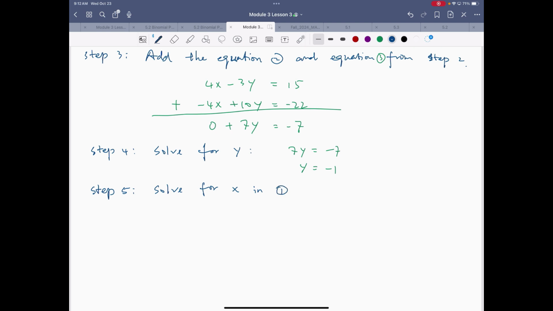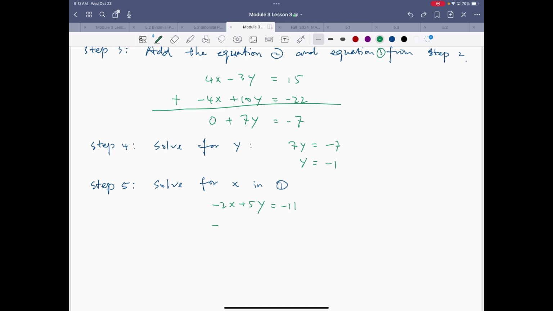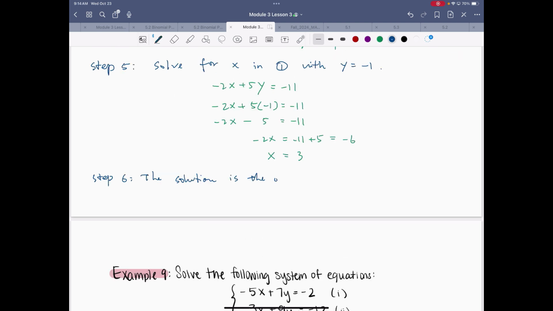Step 5. Now substitute y = -1 into one of the original equations to solve for x. Let's use the first equation: -2x + 5y = -11. Substitute y = -1: -2x + 5(-1) = -11. -2x - 5 = -11. Add 5 to both sides. -2x = -6. Now divide by -2. x = 3.